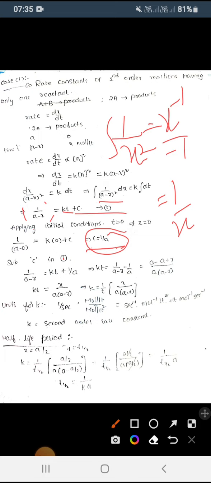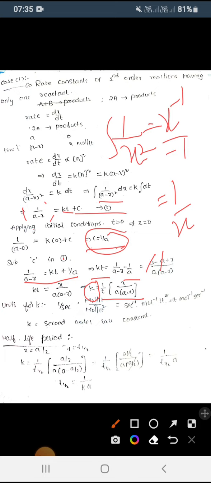So what you are going to get: 1 by (a minus x) is equal to kt plus 1 by a. Then kt is equal to 1 by (a minus x) minus 1 by a. By taking the LCM, a will get cancelled, and we get x by a into (a minus x). Then we have to find the rate constant, so that's why we are taking t. k is equal to 1 by t into x by a into (a minus x).